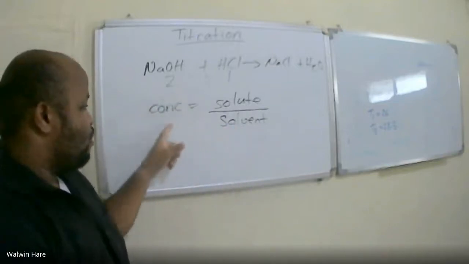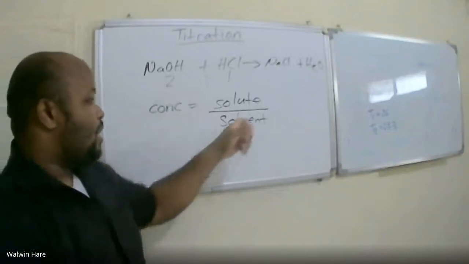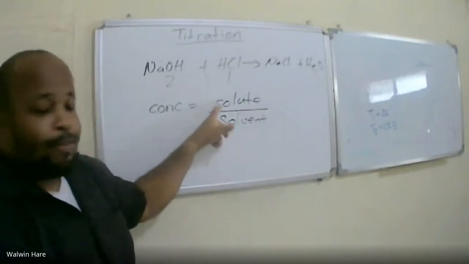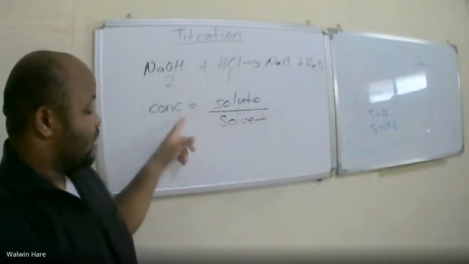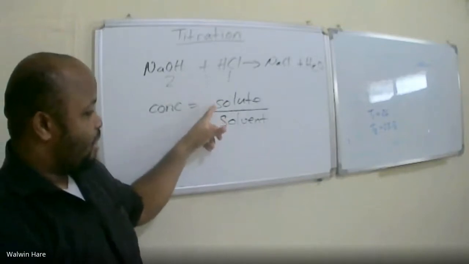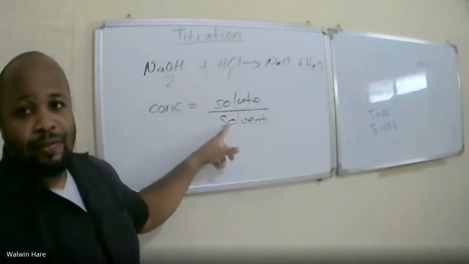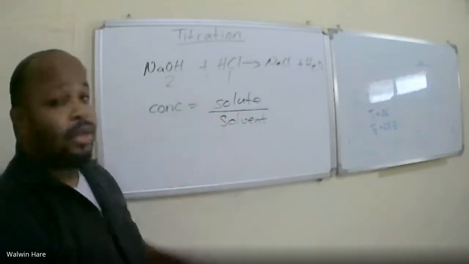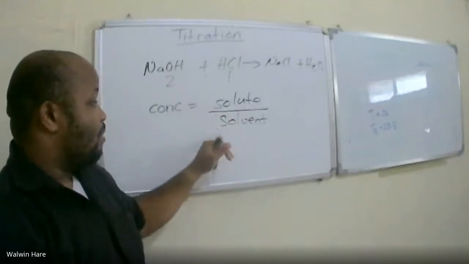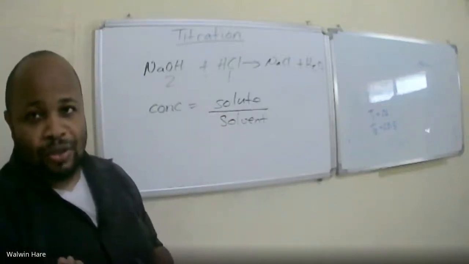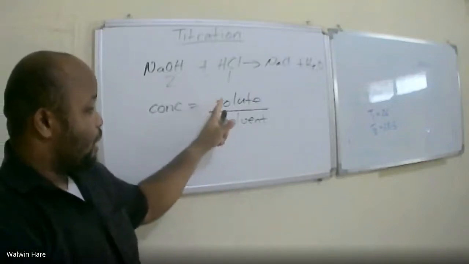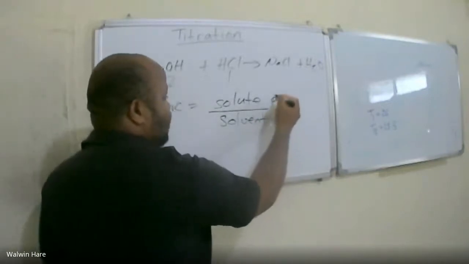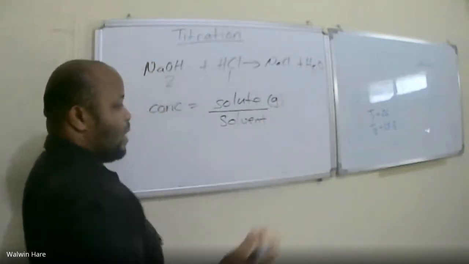Now, for you to know the concentration, you have to know both of these. You cannot know the amount of solute, but not the solvent, because as you can see, you're dividing the solute by the solvent. So for concentration, you have to know these two. If you don't know these two, all you have is a solution. But when you know the amount of solute, typically it is in grams because you're going to weigh it.